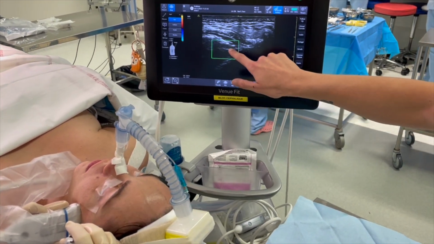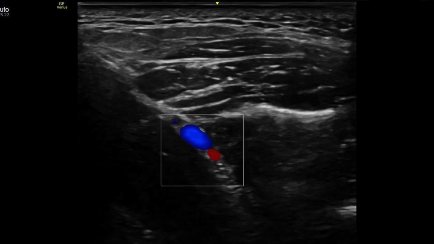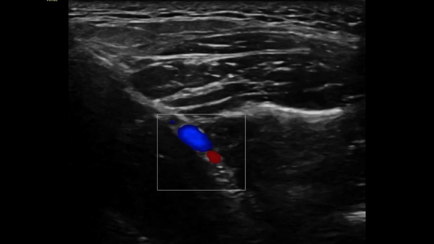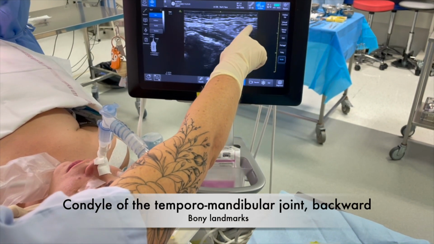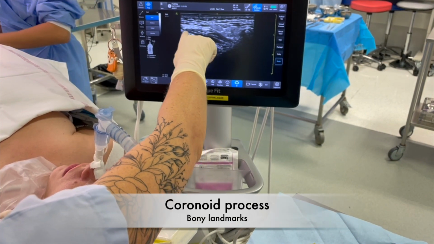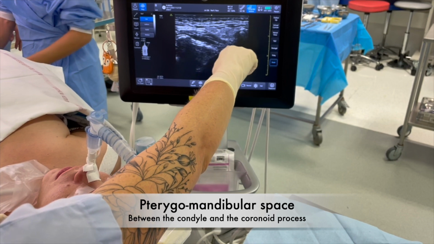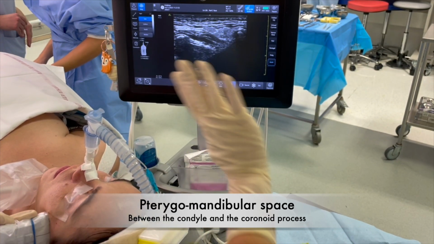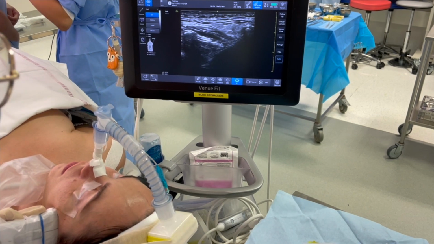Before puncture, a Doppler scan of the maxillary artery is conducted, which may not always be visible. Two bony landmarks, the condyle of the temporomandibular joint posteriorly and the coronoid process anteriorly, frame the mandibular notch. Between these landmarks, the pterygomandibular space is visualized.